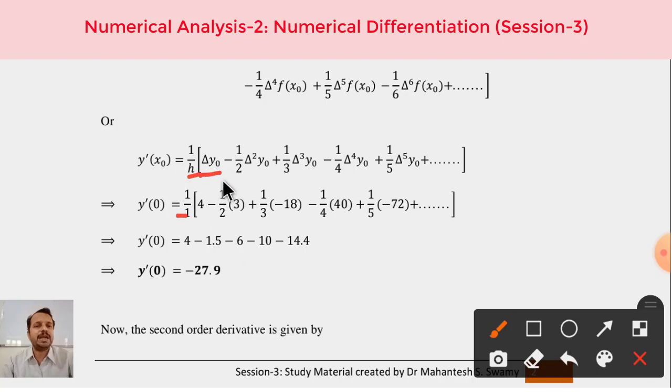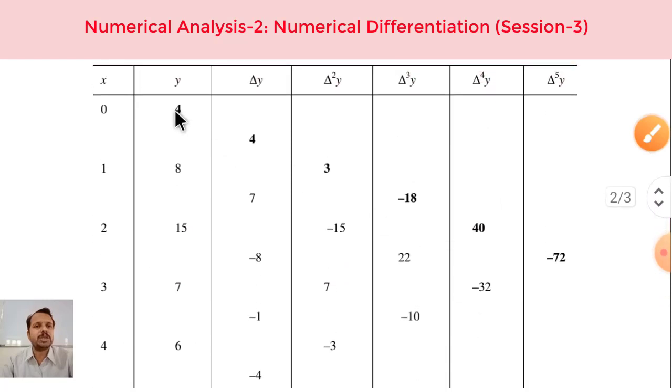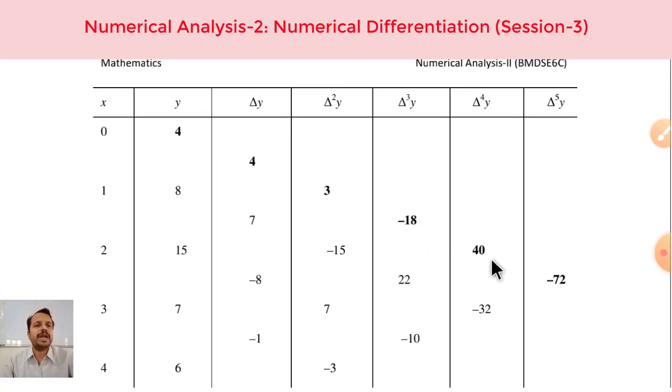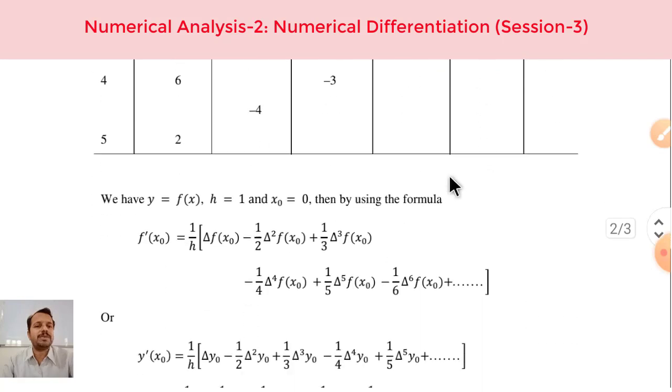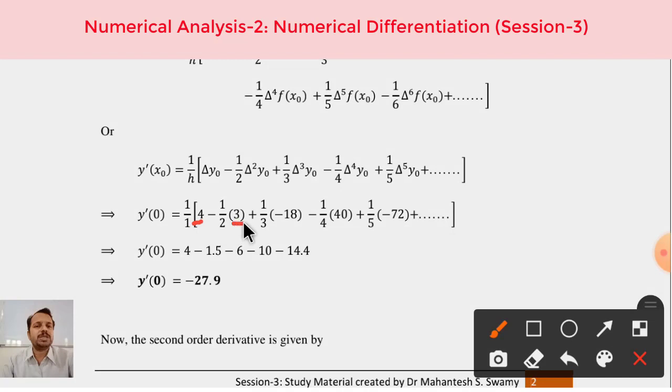So how to get delta y naught? The leading first order difference, the leading second order difference, the leading third order difference, the leading fourth order difference, the leading fifth order difference. So how to get them? We have to get them from the table. Leading means the top values, these values. So this 4 and 3 minus 18, 40 minus 72. So they are to be substituted here. 3 minus 18, 40, 72.